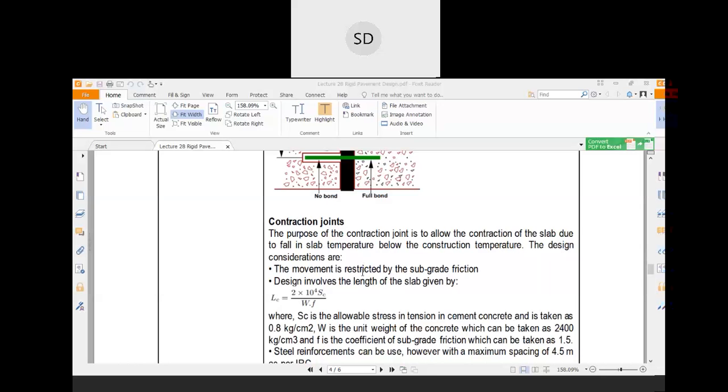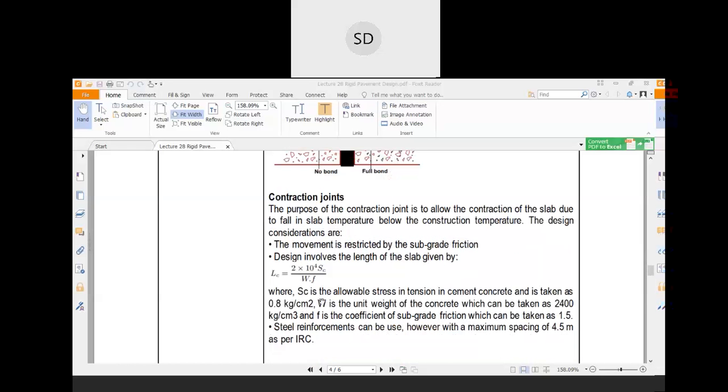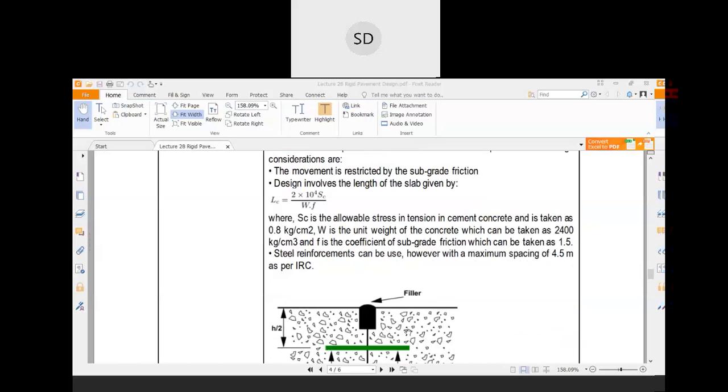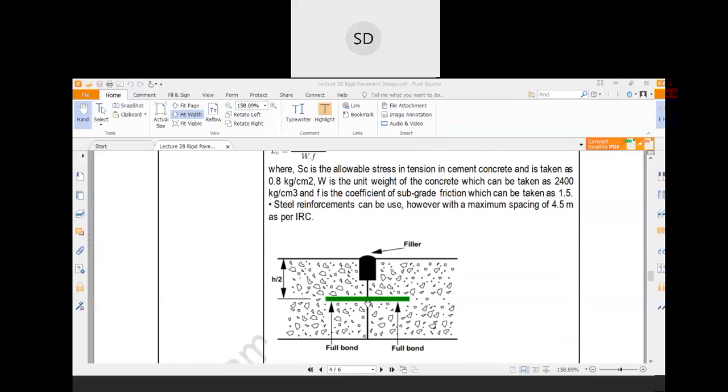Design involves the length of the slab as per the contraction joint, where SC is the allowable tensile stress in cement concrete, taken as 0.8 kg per centimeter square, W is the unit weight of the concrete, which can be taken as 2400 kg per meter cube, and F is the coefficient of friction between the slab and the soil subgrade, taken as 1.5. Steel reinforcement can be used in the contraction joint, however with a maximum spacing of 4.5 meter as per the IRC. So this is the contraction joint.